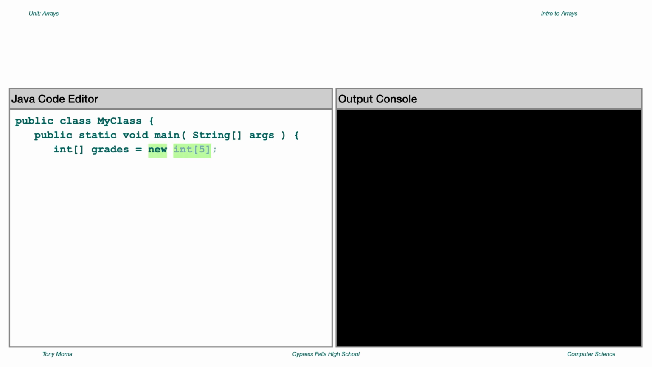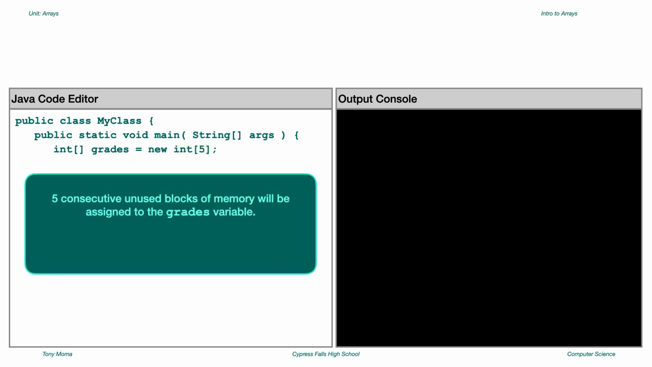Then, we're going to type the word int and the number of integers we want inside of our array, inside a pair of brackets. Since we want just 5 scores for this scenario, we're going to declare an array of 5 integers. When this code gets compiled, 5 consecutive unused blocks of memory will be assigned to the grades variable. At the top of the screen is an illustration to help give you an idea of what's going on. Once again, 5 consecutive unused blocks of memory will be assigned to the grades variable when this code gets initiated.